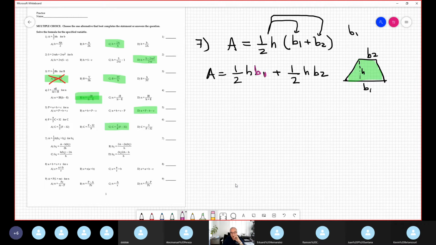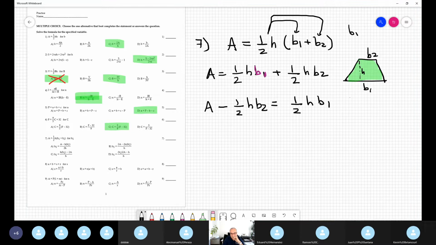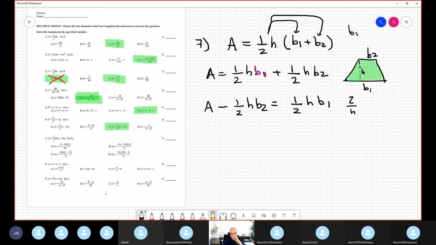It's my goal. Now subtracting: area minus 1/2 hB2 is equal to 1/2 hB1. Okay, now in order to isolate B1, you multiply by the reciprocal. The reciprocal is 2 over h. You multiply both sides, so you have 2A over h. After the multiplication, you multiply the whole thing by 2 over h. This 2 is cancelled. This h is cancelled. And stay B2, equal B1.